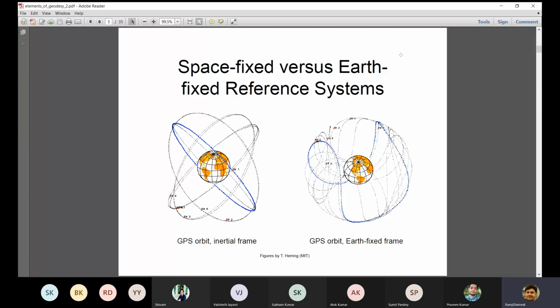Let me just show you one video of a satellite path in space. There's one very good video. I'm just looking at it.